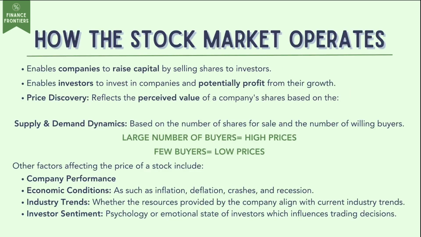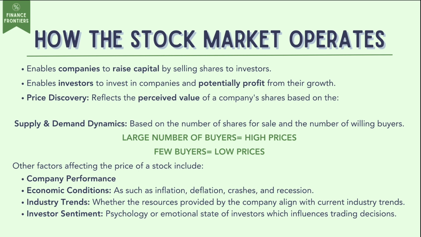How does the stock market operate? The market operates based on supply and demand dynamics that were defined by the economic law of supply and demand. A larger number of buyers means there's a higher demand for the stock, and that means there'll be a higher price for the stock. But if there are only a few buyers for the stock, which means a lower demand, then there'll be lower prices.